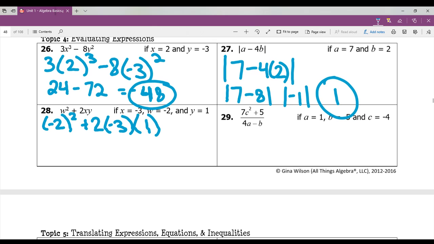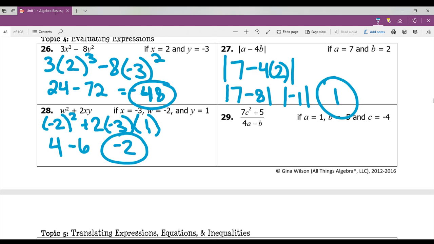Okay. Again, from here you could type it straight into a Desmos scientific calculator, but I'm going to work it out. Negative 2 squared is positive 4. 2 times negative 3 is negative 6. Negative 6 times 1 is negative 6, so we got still minus 6. That will end up being negative 2. Just verify real quick. Yep, negative 2.